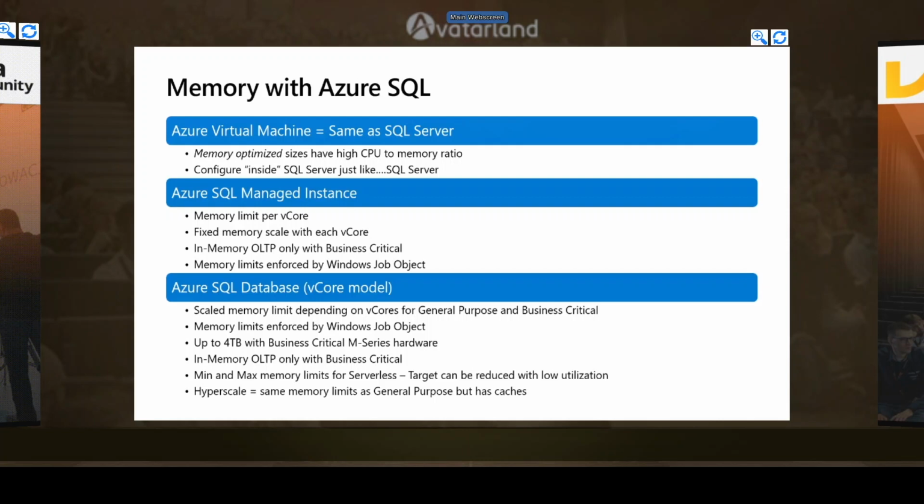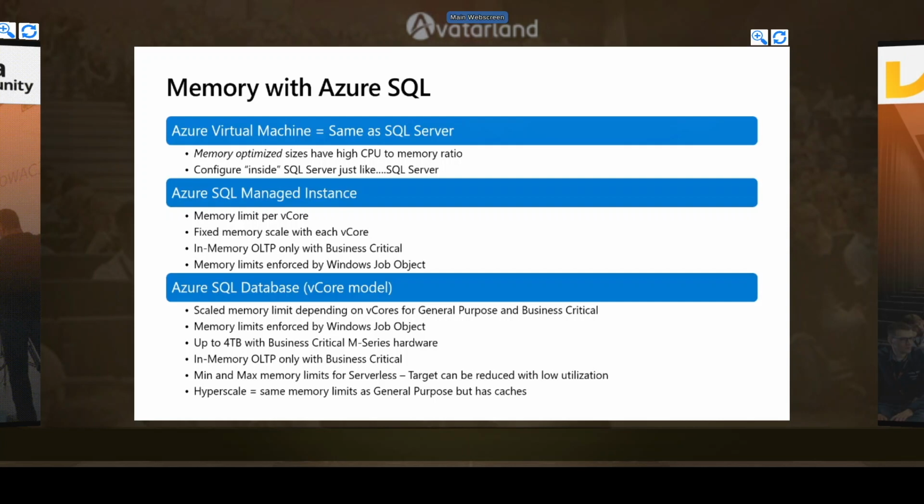And then there's something called serverless that you may not have seen before. And we have min and max memory limits. Think of the target. That target can become a factor. And if you don't use your serverless because you're pausing compute, we may lower the target on purpose to give up resources because, again, you're running in a serverless environment.